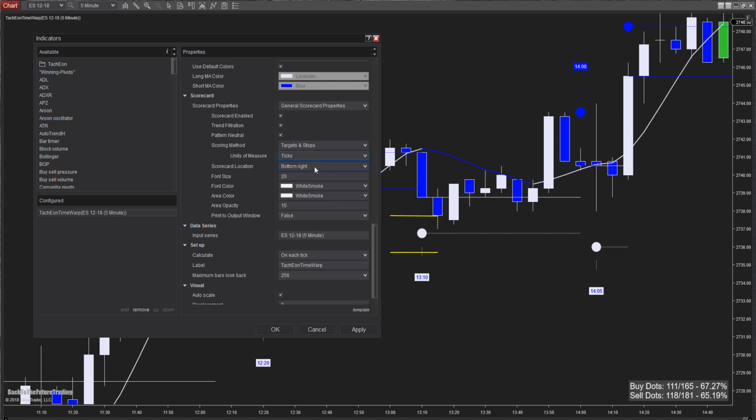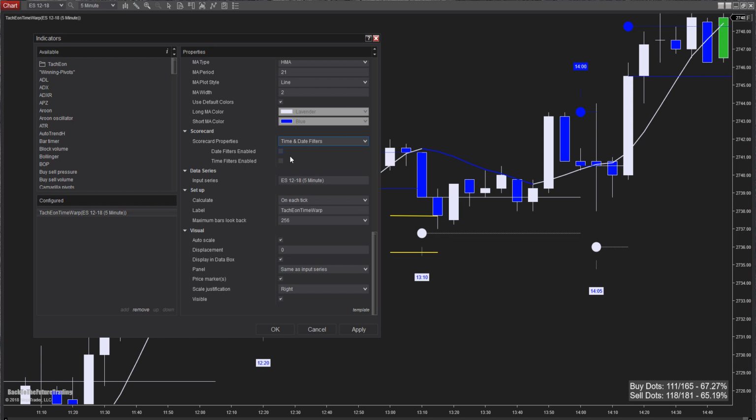If we're using ticks, and if we choose our targets and stops, then we would come to the general scorecard properties, and there's a lot more settings in here. We just have to open them up. We can now come through, we can choose time and date filters. If you only are interested in testing to see what the market does during the times that you're wanting to trade, we can turn on time filters. When we turn on time filters, you're going to see I have mine set 8:30 to 12 o'clock.